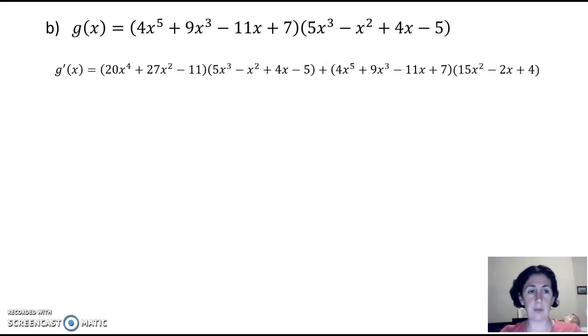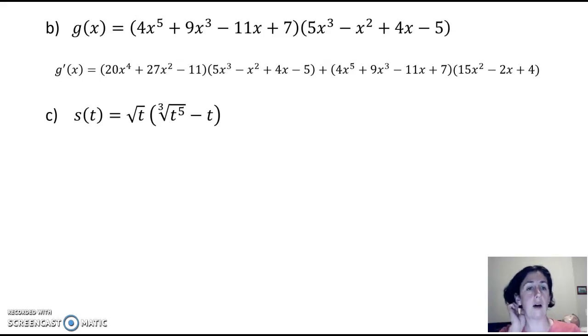Let's look at another example. Let's take the derivative of s of t, which is the square root of t times the cube root of t to the 5th minus t. Now remember, we don't have a derivative rule for radicals. So we don't know how to take the derivative of the square root or the cube root or anything like that. So we will have to rewrite this in terms of fractional or rational exponents. So instead of the square root of t, that would be t to the 1/2. And instead of the cube root of t to the 5th, that would be t to the 5/3.